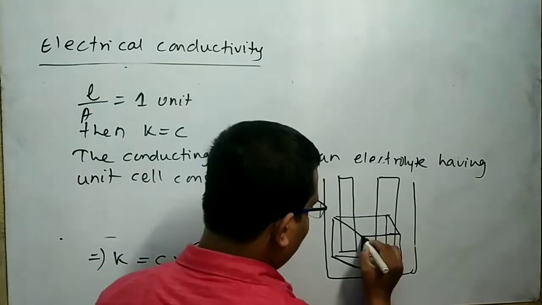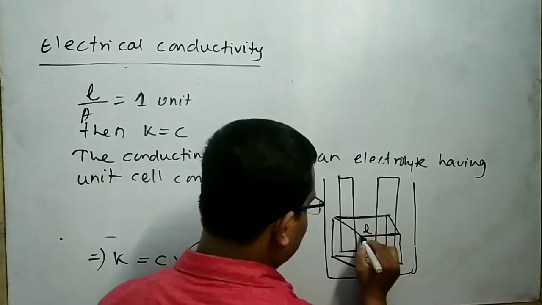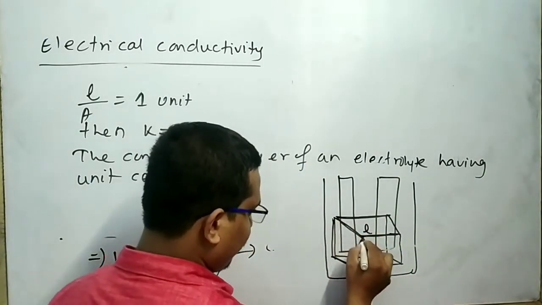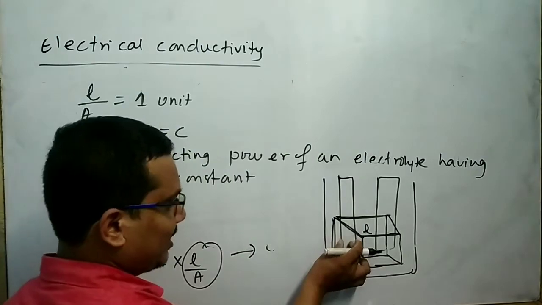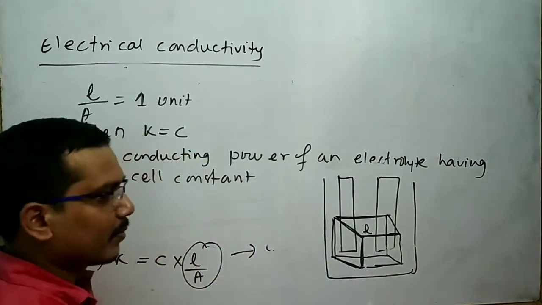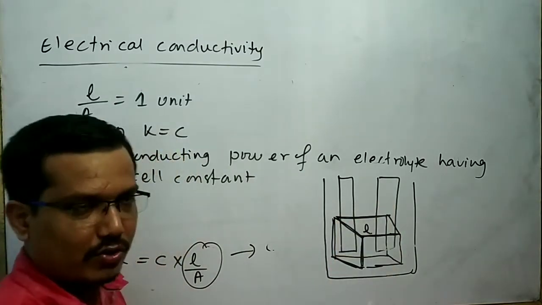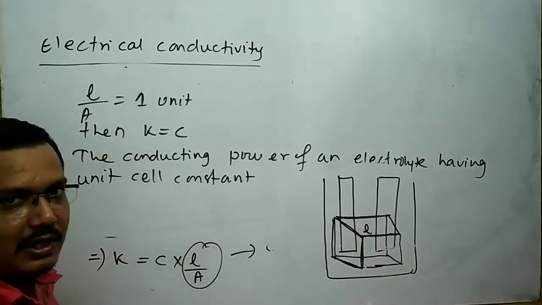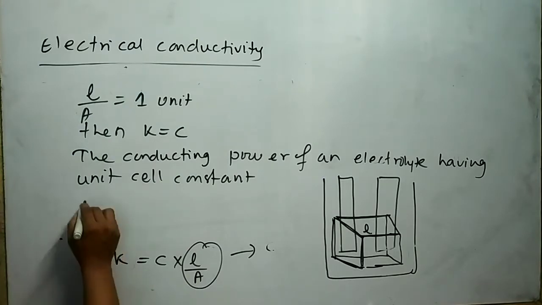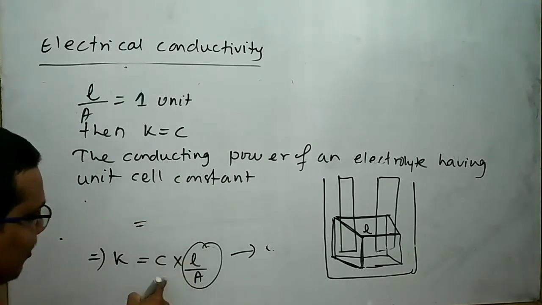This is your said to be L value. This is your said to be A value. A is the area of cross section of the electrode. L is the distance between the two electrodes. This is for an electrolyte. The unit of specific conductance is here.